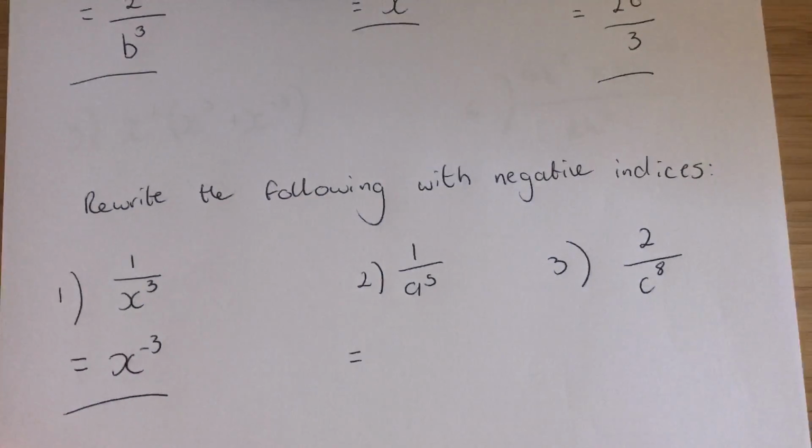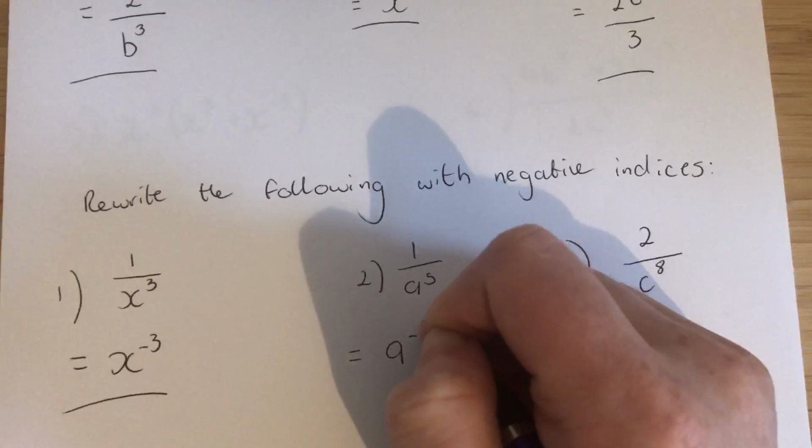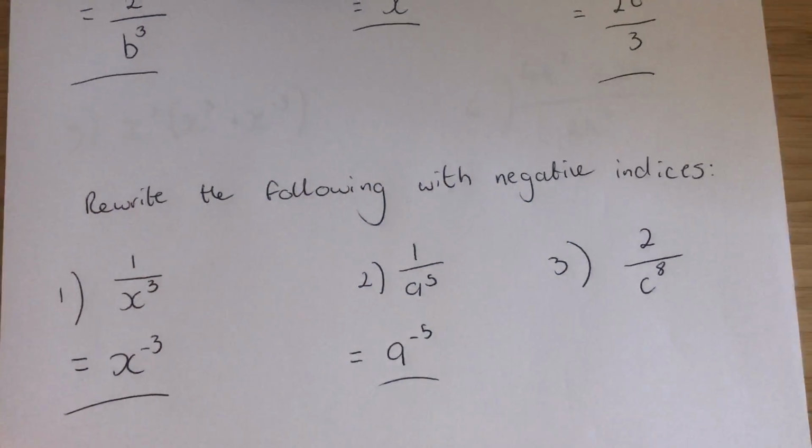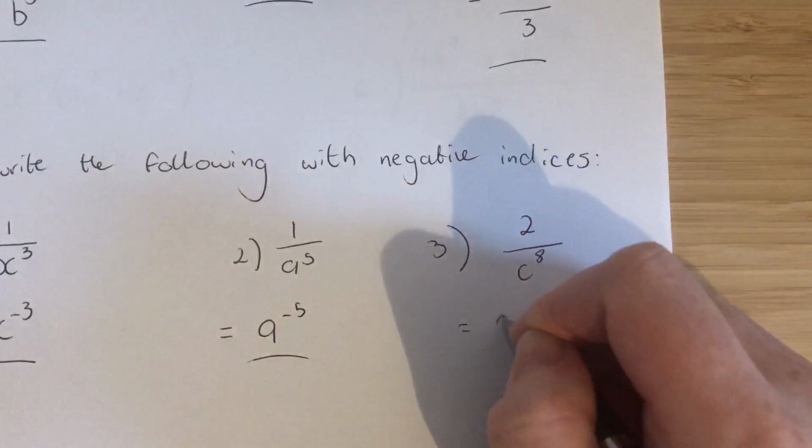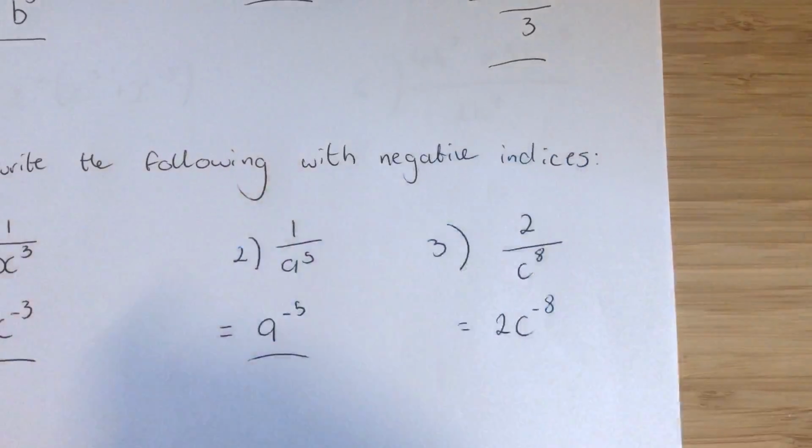1 over a to the power of 5, we would bring that up to the numerator, but we'd have to change the power to negative. And then 2 over c to the power of 8, 2 would stay on the numerator as well, c to the power of negative 8.